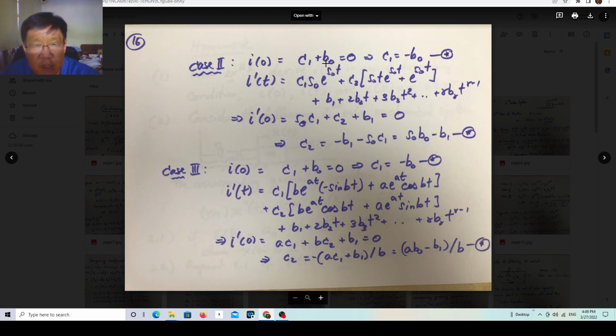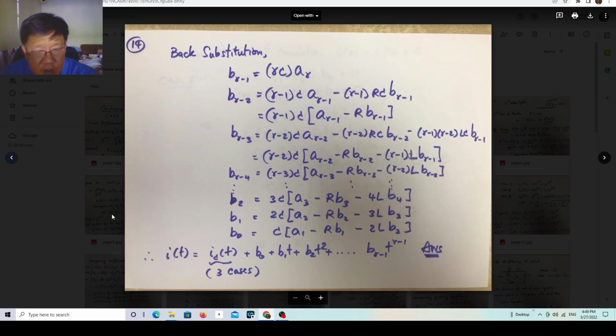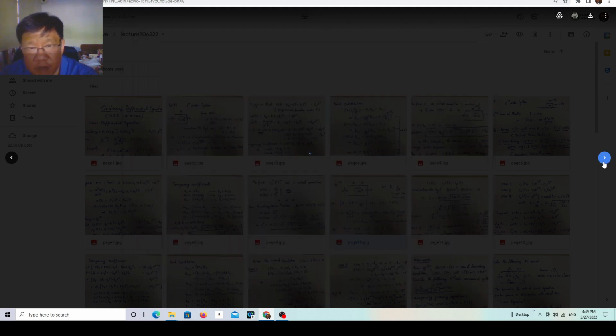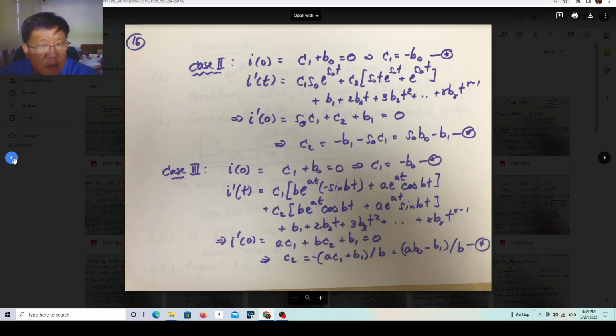Where is B sub 0 coming from? Because here, when you substitute t equals 0, all the remaining terms vanish except B sub 0 for the particular solution function of t. And then after this you get I prime of t, the first order derivative of it in case 2.